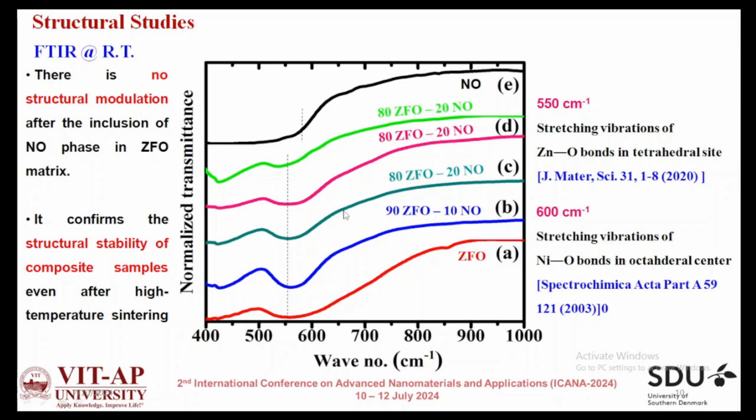It means that we have not seen any significant changes in bonding vibration, or any new bonding vibration appearing in the composite. It means that there is no structural modulation after inclusion of the NiO phase in the ZFO matrix. It confirms the structural stability of the composite sample even after high temperature sintering.